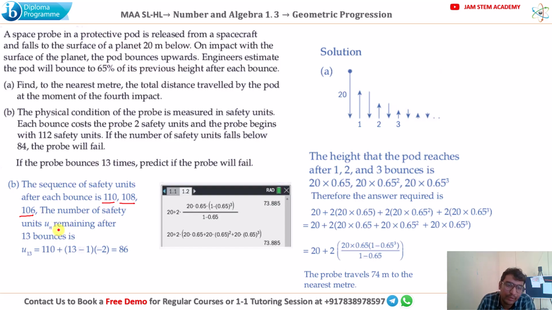So we need to find what the value will be after 13 bounces. Since it is an arithmetic sequence with the first term as 110 and the common difference d as minus 2, we can directly use the nth term formula. What is that? U1 plus n minus 1 times d. U1 is 110, n is 13, d is minus 2, right? So we can simply simplify this for the 13th term, which comes out as 86. 86 is more than 84. The probe is not going to fail. Okay, answer.